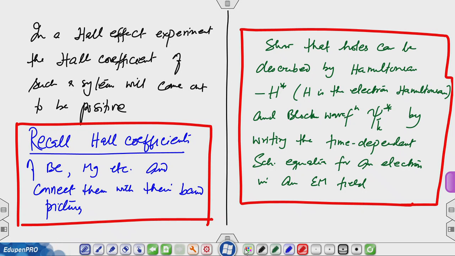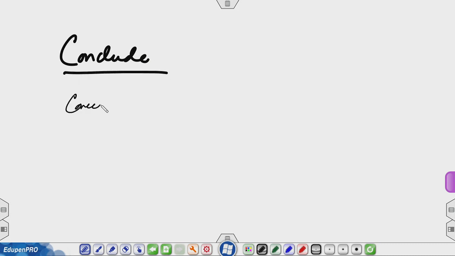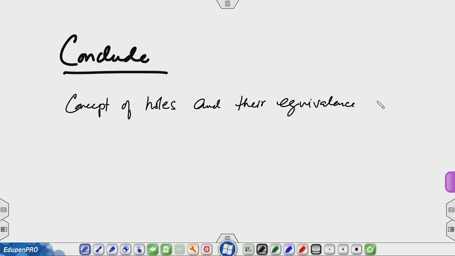So, let me with that conclude this lecture by stating that the concept of holes and their equivalence to the description of an almost filled band has been discussed.